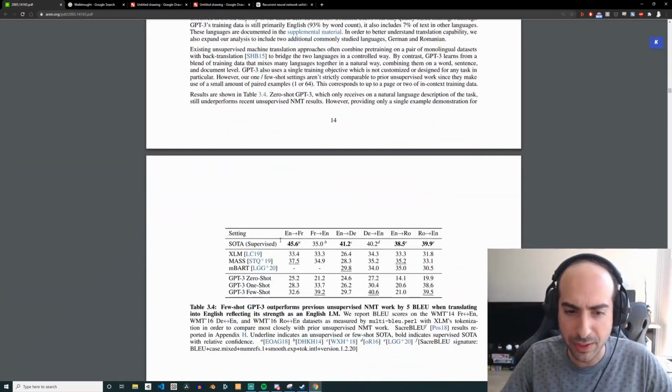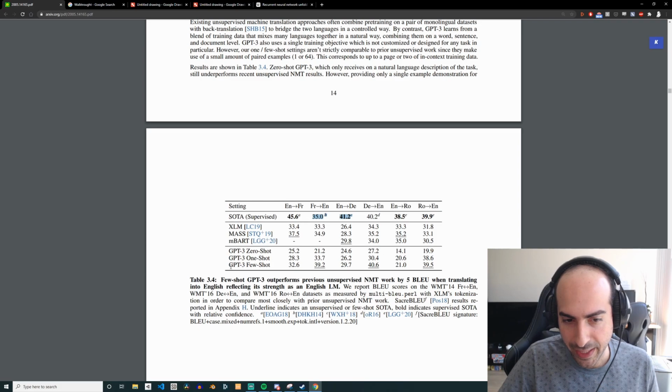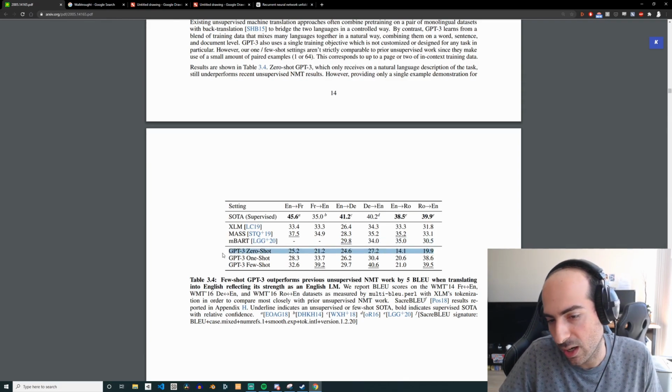So for translation, for example, they show you the state of the art from, let's say, English to French and English to German. But when you actually look at the performance of GPT on zero shot translation, it's actually not very good. It's very far away from state of the art. And that just goes to show you, it's just a harder problem.